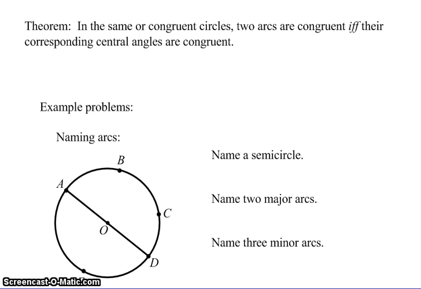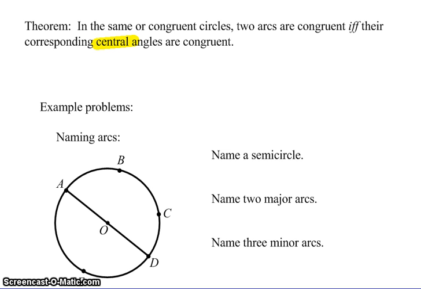Now we do have a theorem in this section. It says, in the same or congruent circles, two arcs are congruent if and only if their corresponding angles are congruent. Notice central angles. That is also important. There are other types of angles in circles.